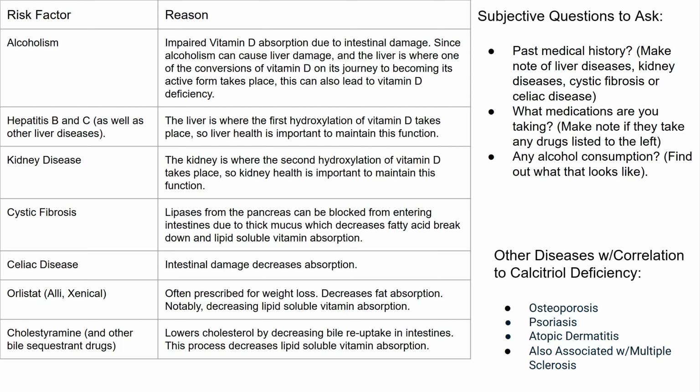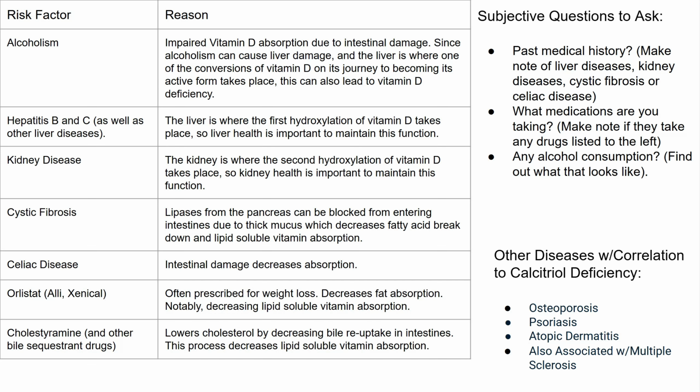Kidney disease impacts vitamin D because it's where the second hydroxylation of vitamin D takes place. So, kidney health is important to maintain this function. Cystic fibrosis is another potential cause of vitamin D deficiency due to thick mucus blocking the lipases produced by the pancreas. This decreases fatty acid breakdown as well as lipid soluble vitamin absorption. Celiac disease is another risk factor because it causes intestinal damage and decreases absorption. As far as drugs go, orlistat, which is prescribed for weight loss, decreases fat absorption, which decreases lipid soluble vitamin absorption.